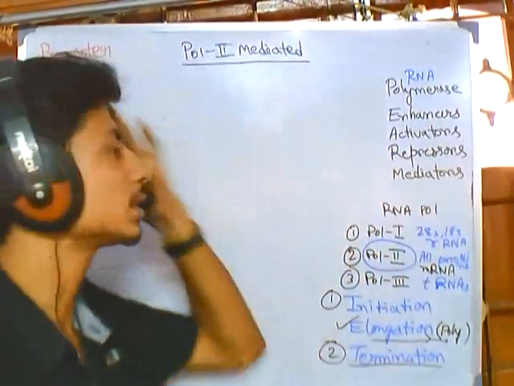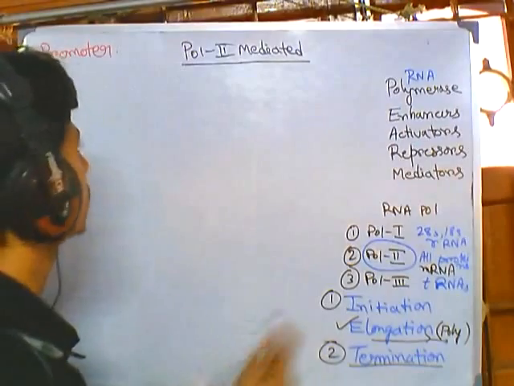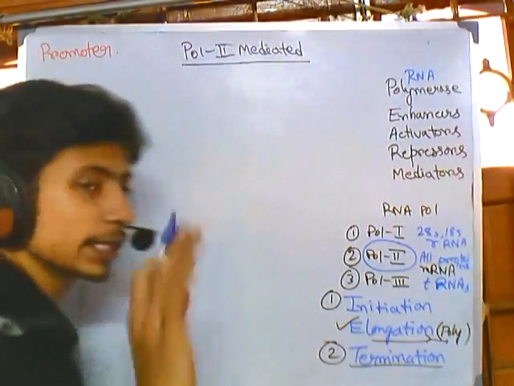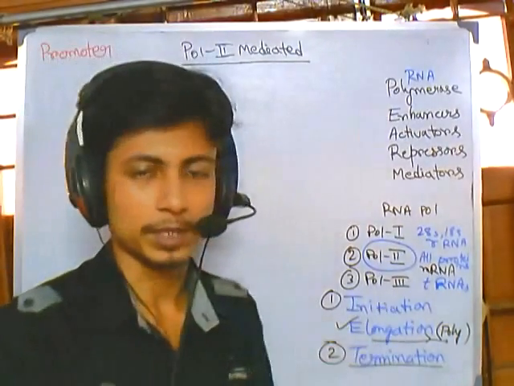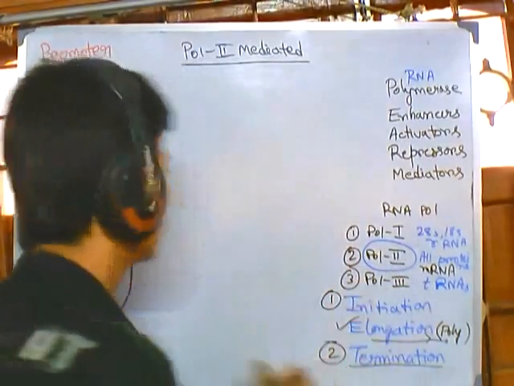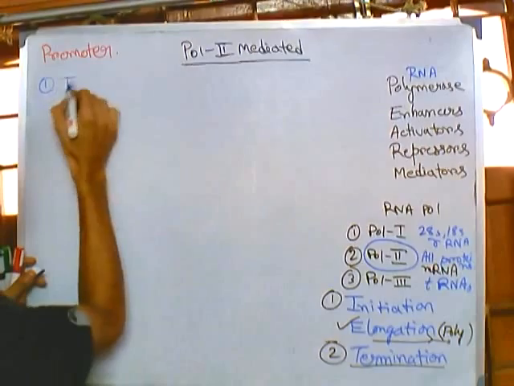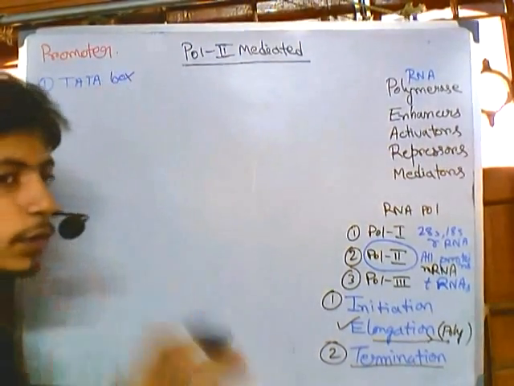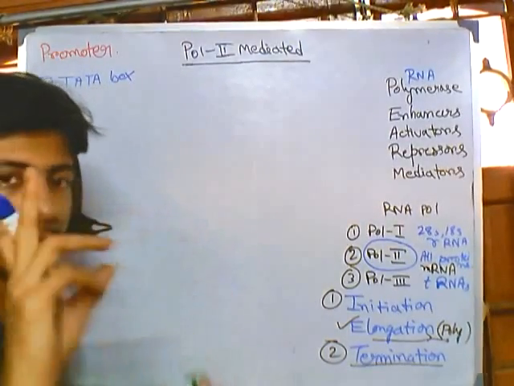So let us consider the promoter region for this process. We are having this DNA. Actually, there are three different regions in the promoter for the polymerase 2 mediated process. One is the TATA box, which is very important for the recognition of the DNA by the polymerase in the very first place.